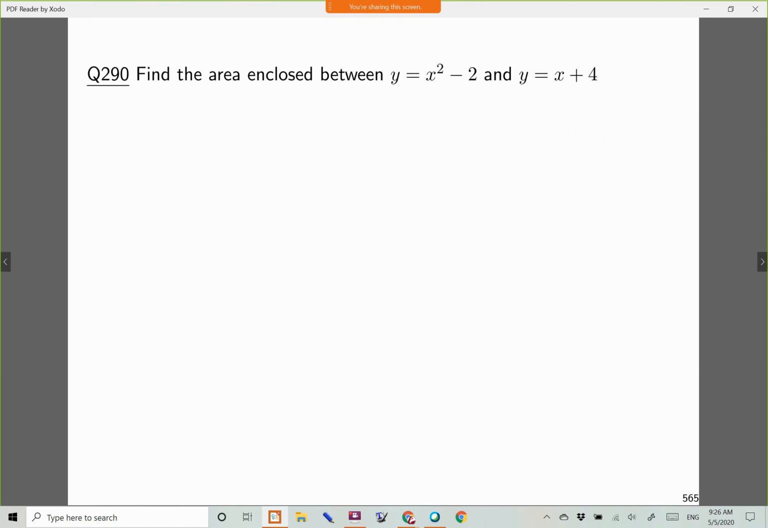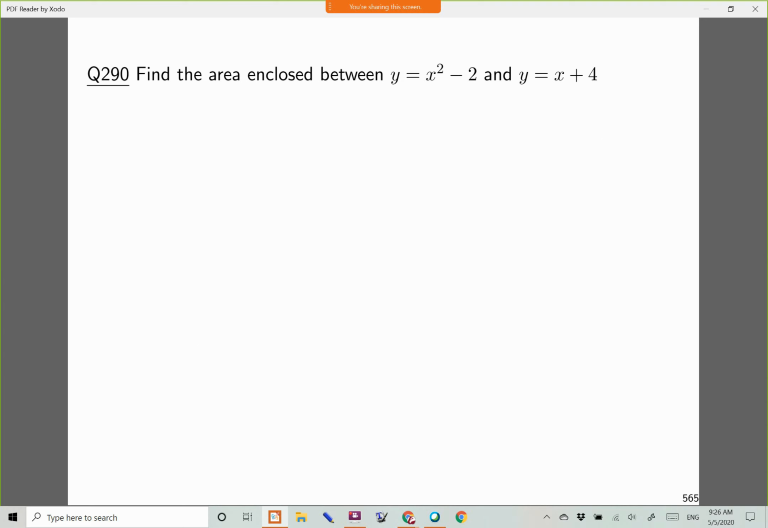I'd like to find the area enclosed between y equals x squared minus 2 and y equals x plus 4. That's the end of this question. You'll notice it's different from other questions we've looked at so far, because in the other questions we were provided 4 things: 2 functions and 2 x values. But here it's just one function and another. Let's think about what shapes we should have. y equals x squared minus 2 is a parabola shifted down 2 units. y equals x plus 4 is a line with slope 1 and y-intercept 4.